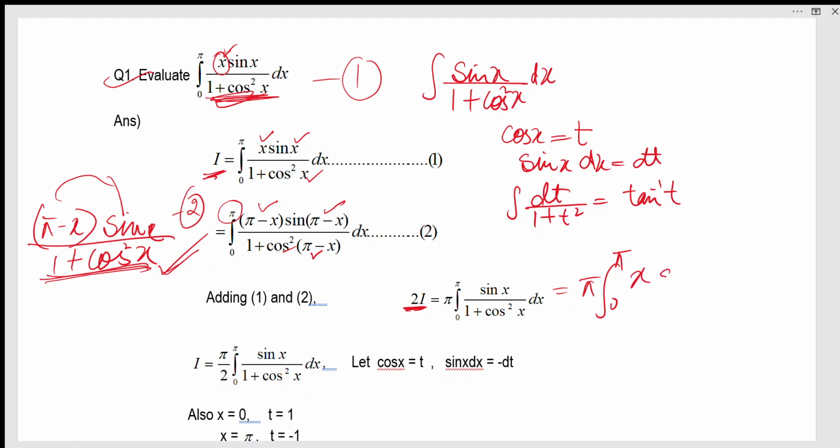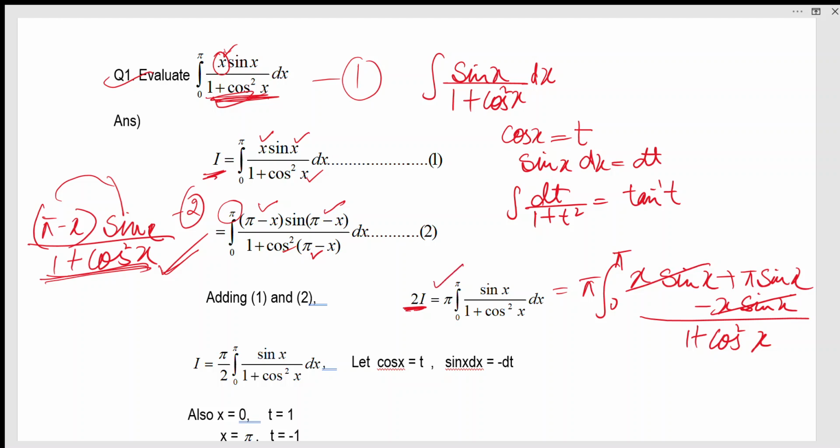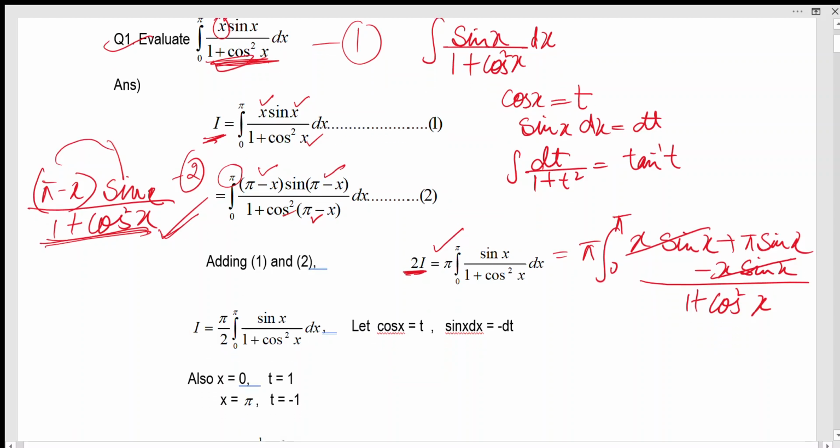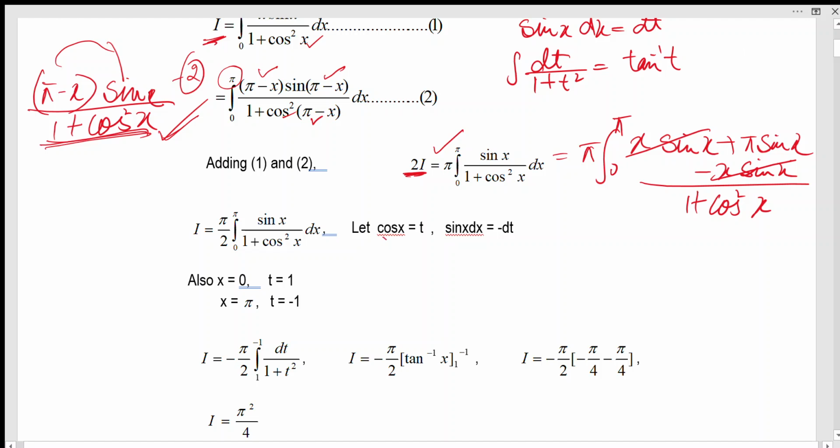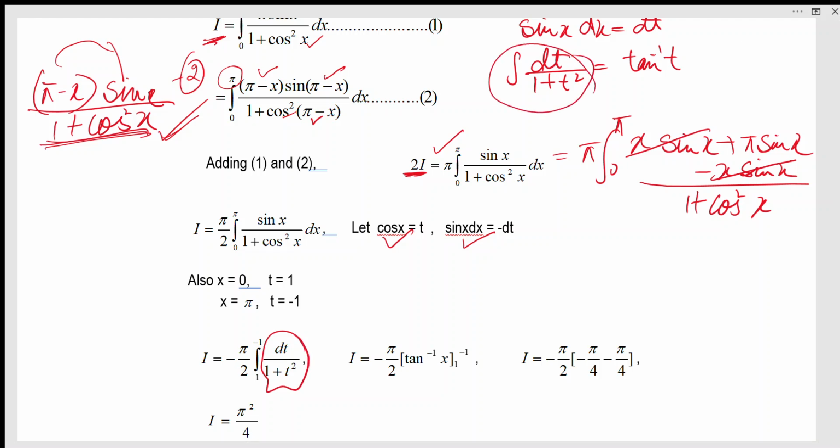From equation 1, the numerator is x sin x, and from equation 2, the numerator is, open the bracket, pi sin x minus x sin x, and the denominator was the same, so I have taken the denominator as well. So x sin x and x sin x will get cancelled. You're only left with pi, so you have actually got rid of x. Now the question is very simple. As I've told you, you will substitute cos x equals t, sin x dx is equal to dt, and you will get dt upon 1 plus t square. I have done it over here.